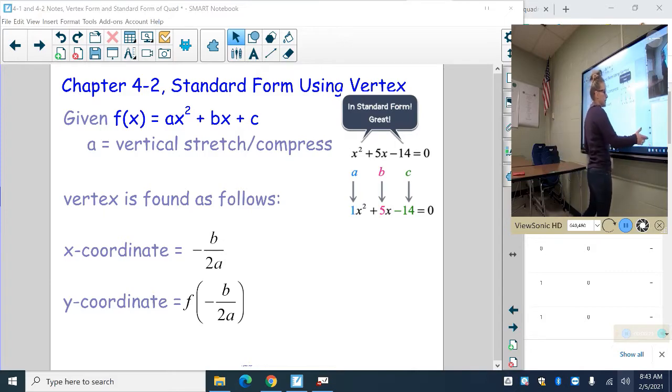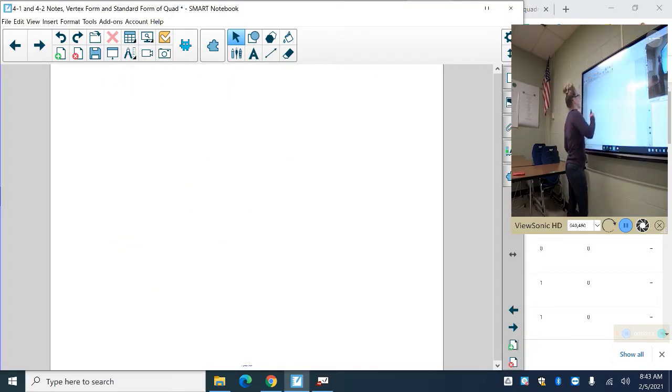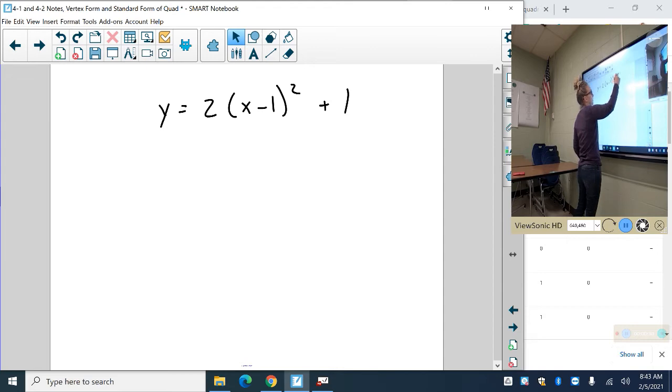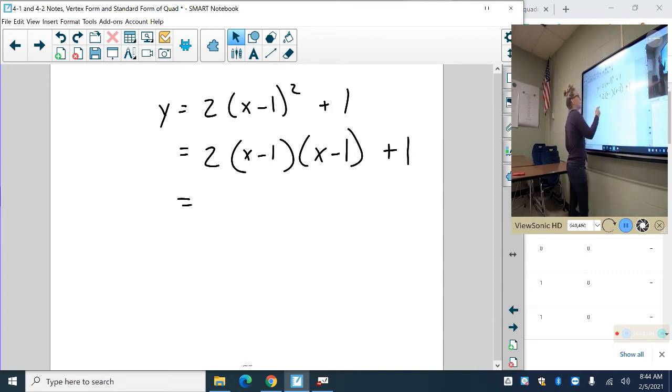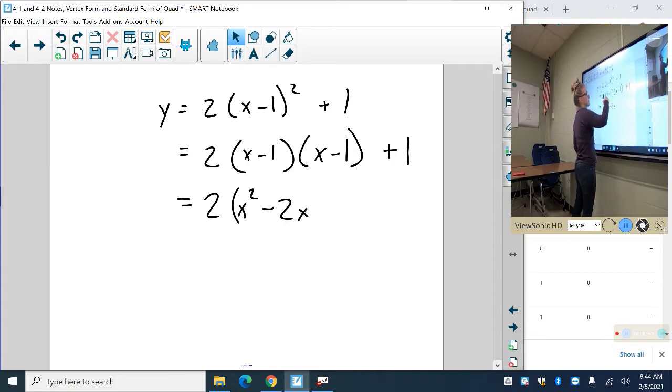If I were to demonstrate this to you, and let me just explain this. So if I had y equals 2 times x minus 1 squared and then plus 1. Basically, all standard form does is just square this. You don't need to know how to do this, but what happens is it FOILs. First, outside, inside, last, which is an algebra 2 thing. So x squared minus x, so minus 2x, and then we have plus 1.